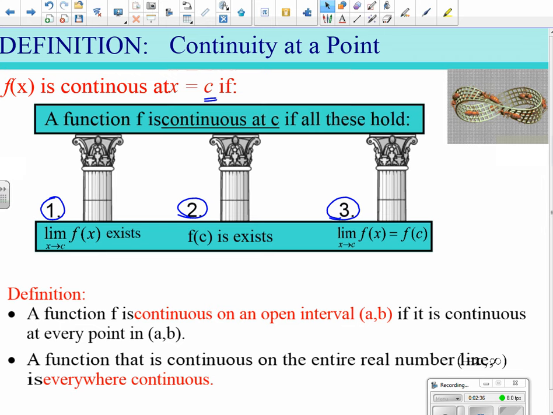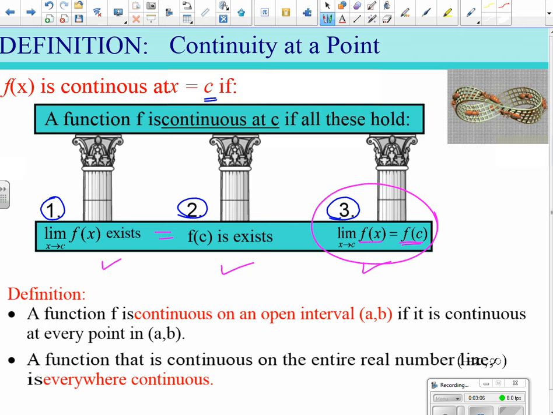And then finally, pull it all together. Does the limit as x approaches c of f of x equal the same value as f evaluated at c? If all 3 of these things hold, and you can see how the third really is the combination of setting these two equal to each other, we know that the function is going to be continuous at c.